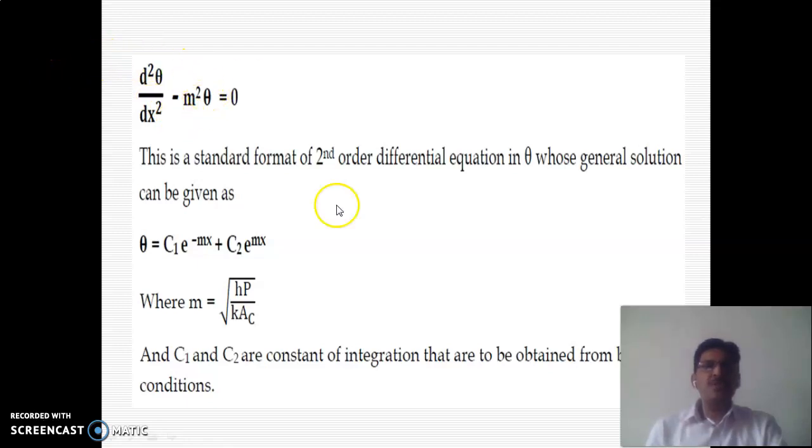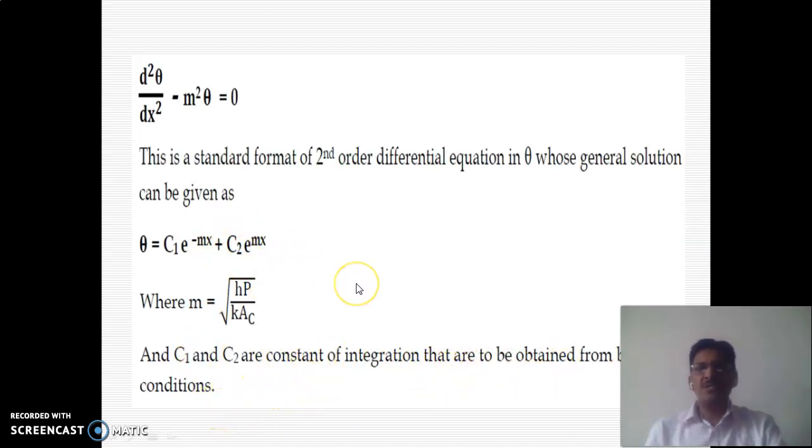The solution for this second order differential equation is theta is equal to c1 e raised to minus mx plus c2 e raised to mx. That is the general solution for this second order differential equation, where m is equal to under root of hp by k, and the constants c1 and c2 we can find out with the help of boundary conditions.